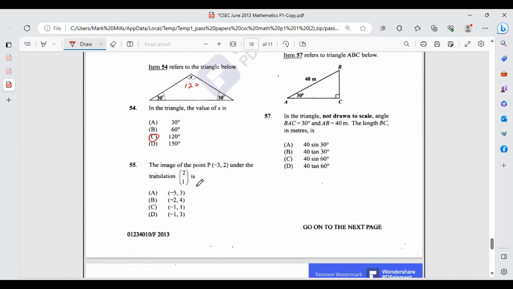The image of the point P(-2, 1) under translation, right? So you have (-3, 2) plus (1, 2). So what do I get? -1 and 3. So you write it in coordinate form as (-1, 3).